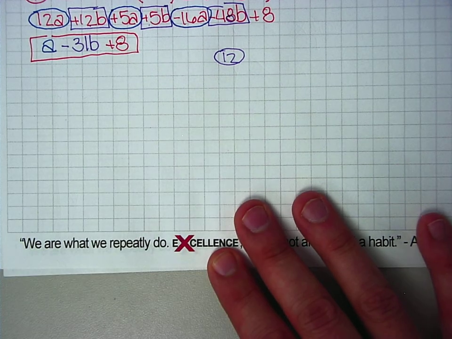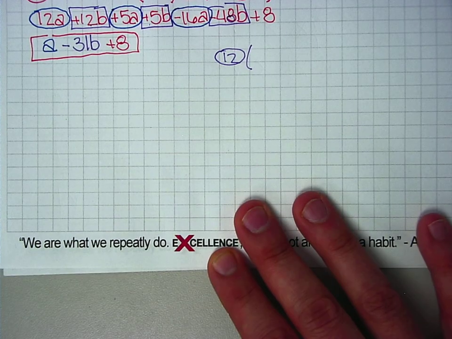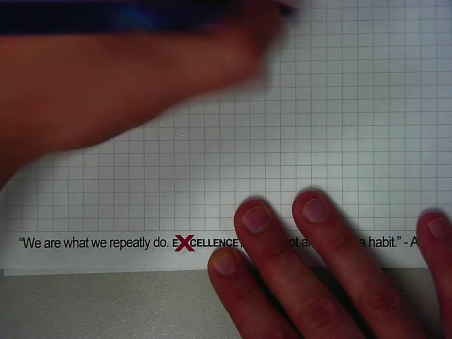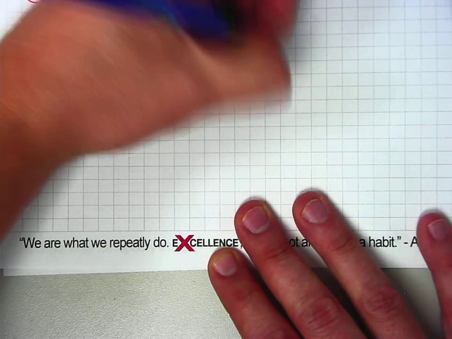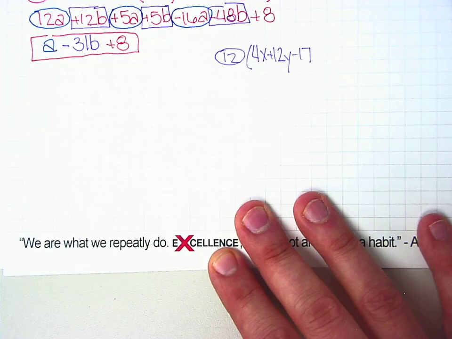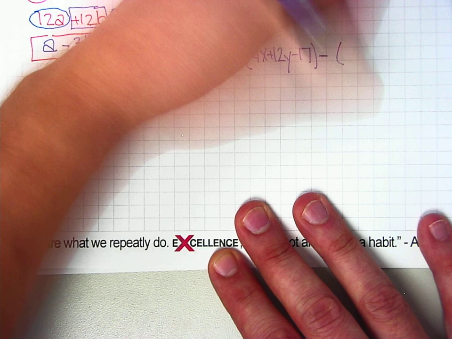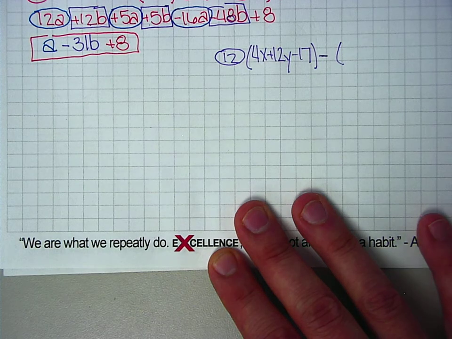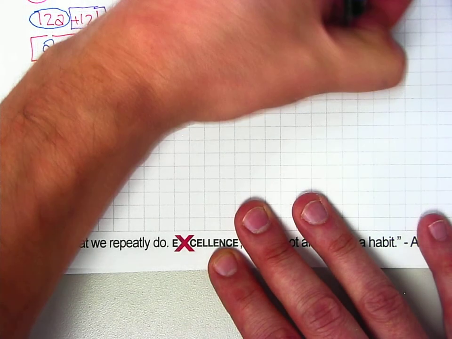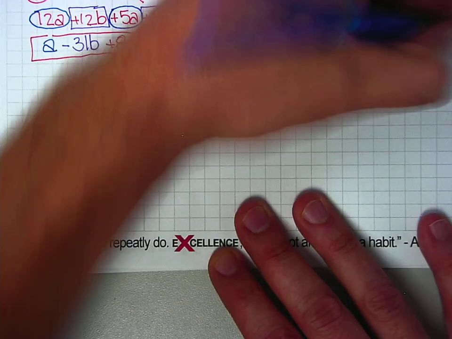Okay, so for number 12, my expression, all in parentheses on the first part, is 4x plus 12y minus 17. Close the parentheses. Subtraction sign in the middle. Parentheses 8x minus 11y plus 16.